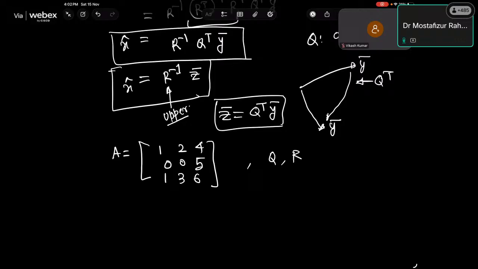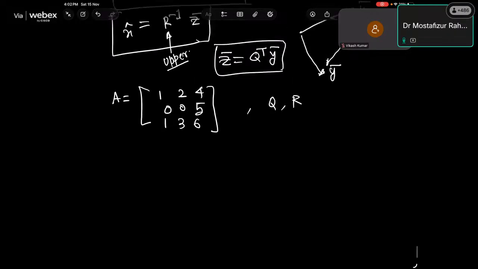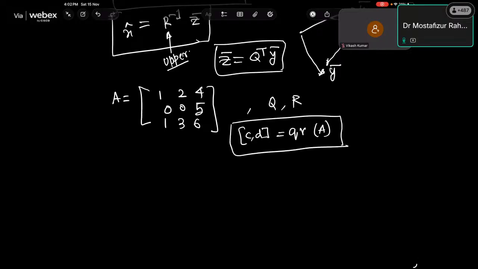In MATLAB, the solution is very simple. You just need to do [C, D] = qr(A). This is the command line for MATLAB. But you can first do the hand calculation, then check with the MATLAB code.